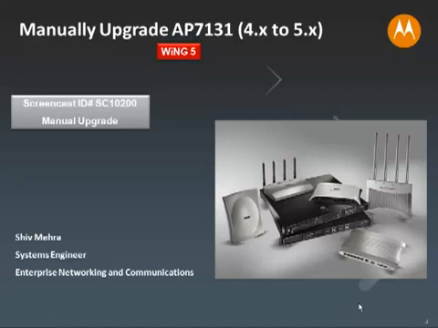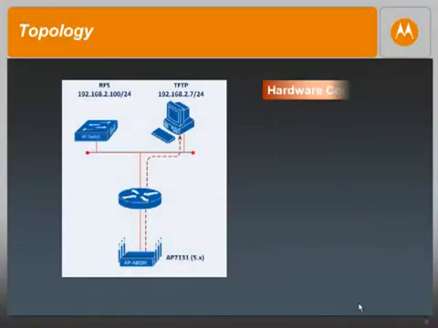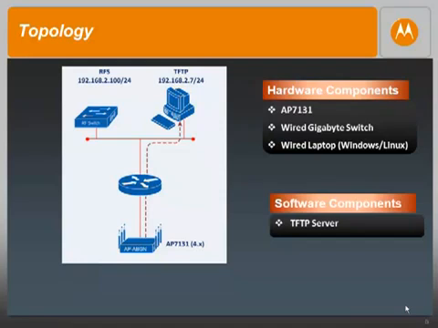SC10200. In today's screencast, we are going to demonstrate how to manually upgrade an AP7131 running the 4.x code to 5.x. So let's get started. Our topology consists of an AP and a TFTP server directly plugged into a wired switch. Our goal here is to download the migration image from the TFTP server onto the AP and smoothly migrate it from 4.x to 5.x.